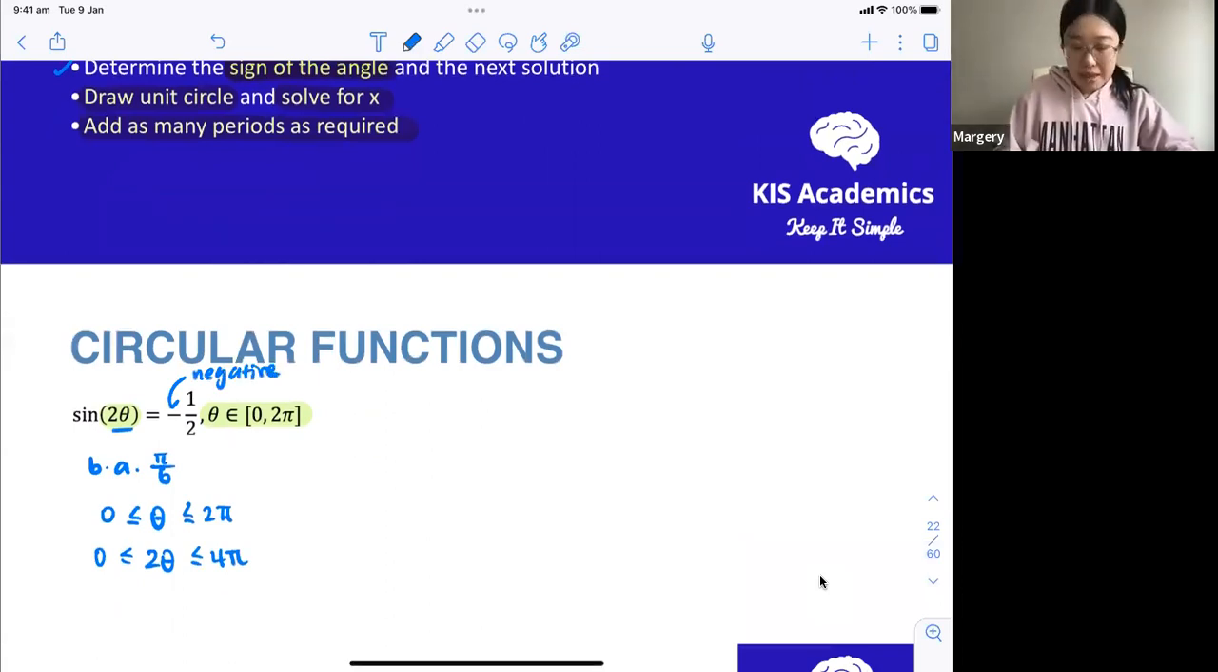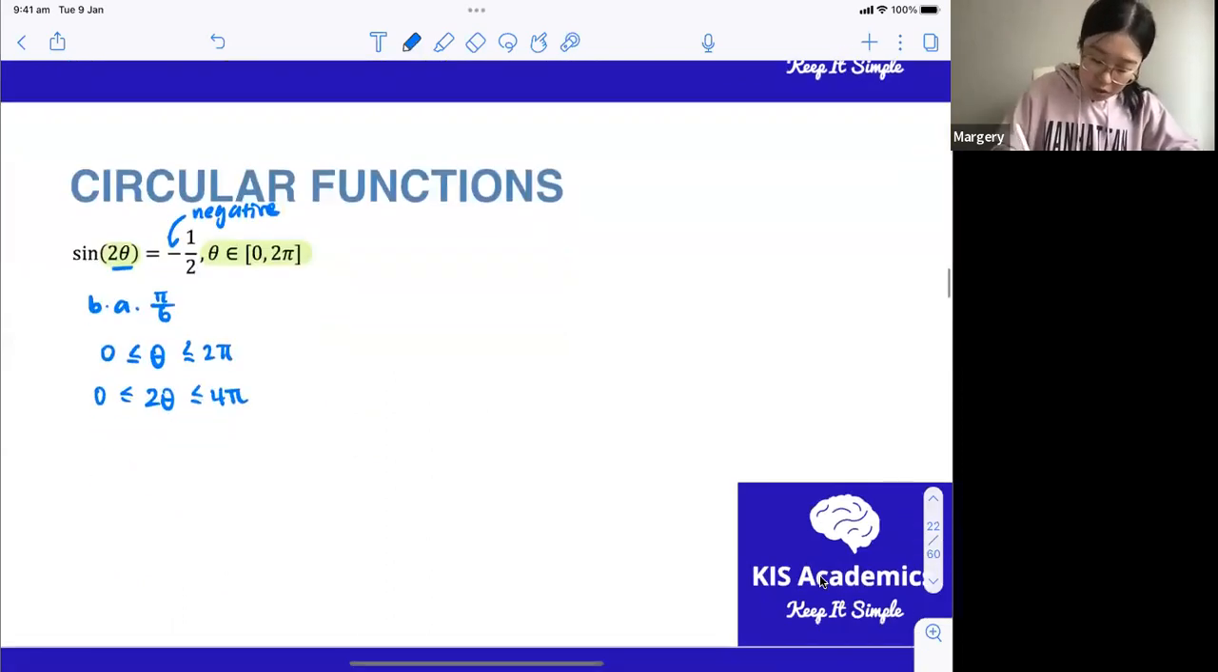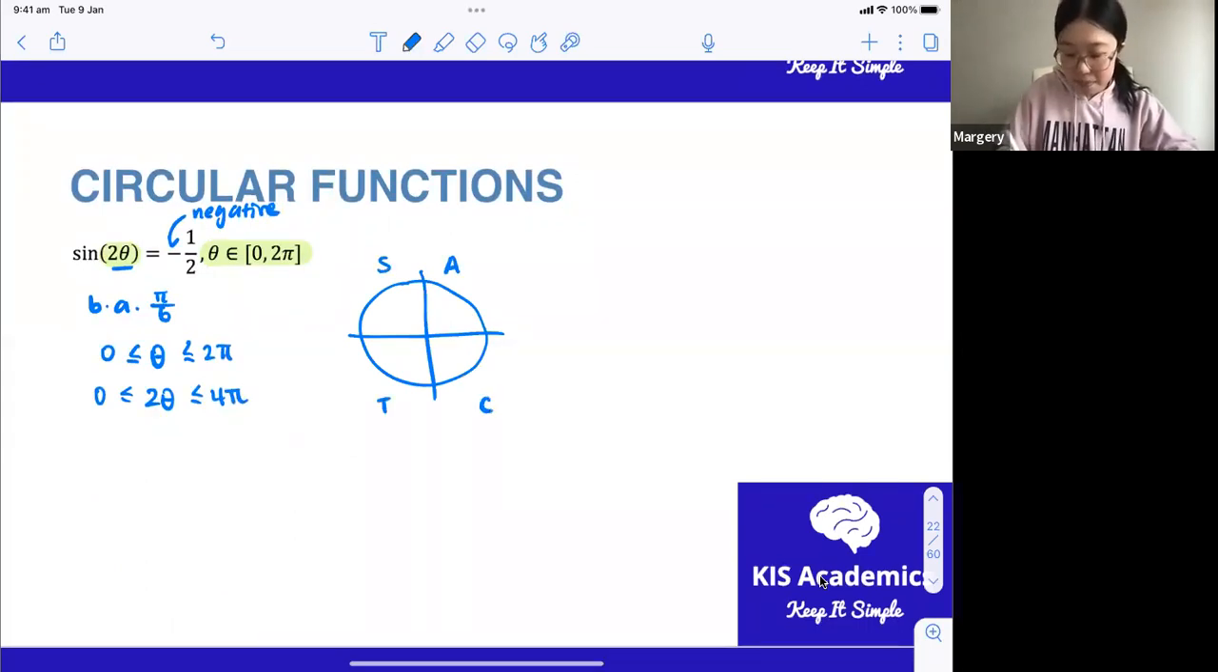Once I've determined that, I can draw out my unit circle and solve my angles. So draw out my unit circle. I know that sine is negative in the third and the fourth quadrant, so ASTC. Sine is negative here and here. And these angles over here are pi over 6, so our base angles.